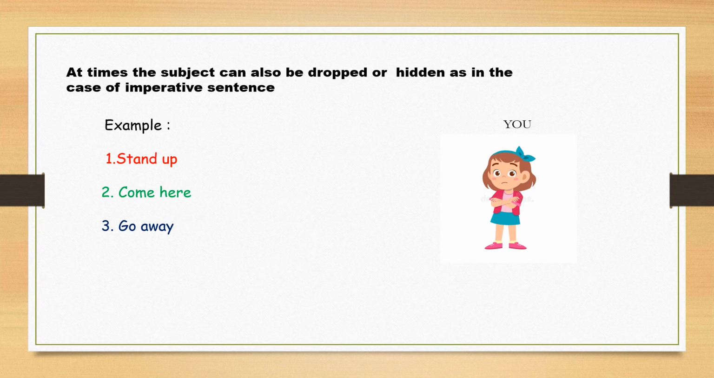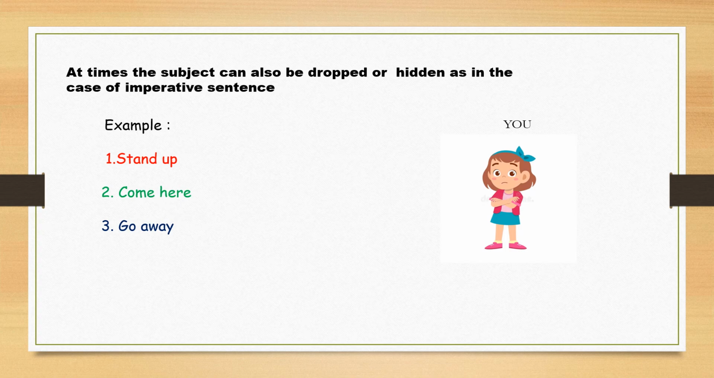Now that we have understood that the subject not only comes at the beginning of the sentence, it can also occur at the end of the sentence. At times, the subject can also be dropped or hidden. Sometimes we cannot see the subject in the commanding sentences. Dropped or hidden, as in the case of an imperative sentence.